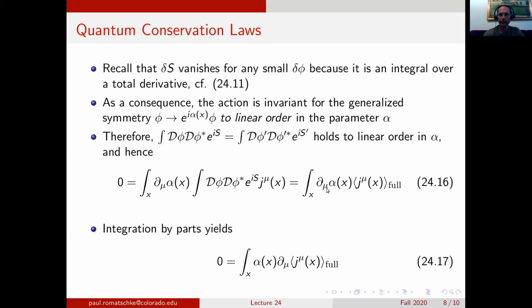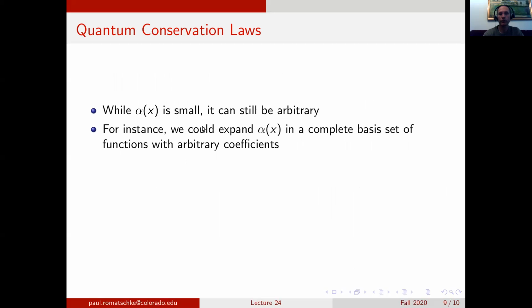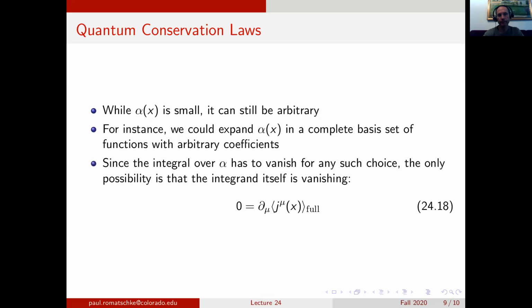If we do integration by parts, we find that this is equal to the integral over x of alpha times d mu of the expectation value of the current. And alpha of x here is small, but it's still arbitrary. So what that means is that we can choose alpha to be, for instance, expanded in a complete basis of functions, for instance a Fourier series with arbitrary coefficients. Since we can expand it with an arbitrary basis with arbitrary coefficients, any such choice must have a vanishing integral. And the only possibility for that is that the integrand itself vanishes.